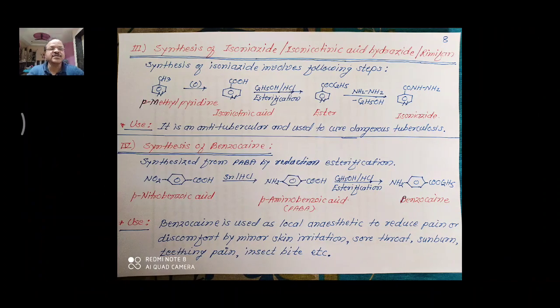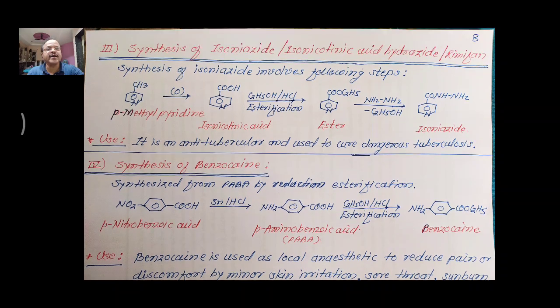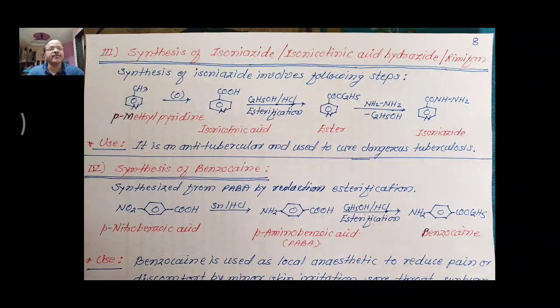The third synthesis is the synthesis of isoniazide. It is also called isonicotinic acid hydrazide or Rimifon. So these are the different names of isoniazide: isonicotinic acid hydrazide or Rimifon. Now let us see the synthesis of this isoniazide.